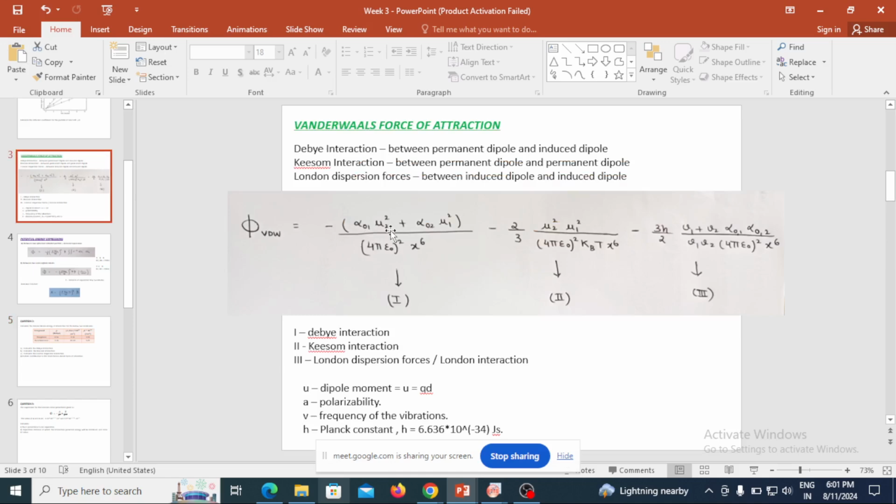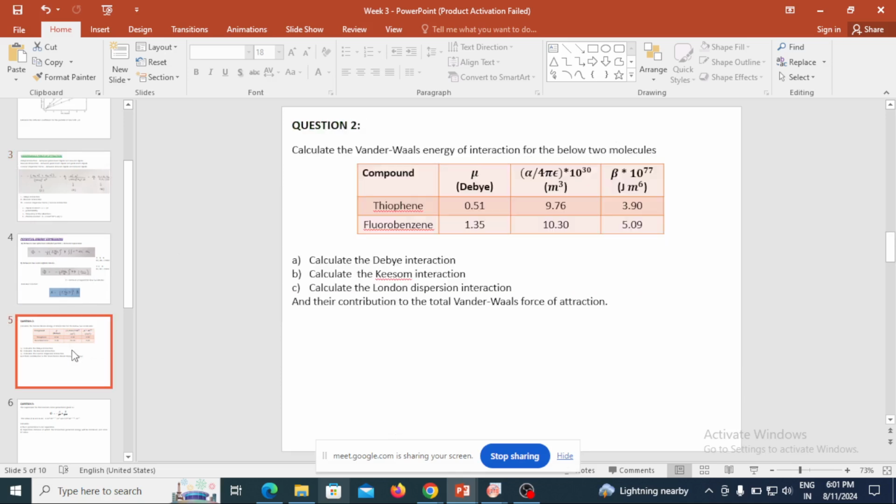This alpha mu2 and this alpha 2 mu1 whole square, both of these will be the same, so you can write this as 2 alpha mu square. Similarly, this will become mu to the power 4. This will become alpha square, and nu1 plus nu2 will be 2 nu1 by nu1 square, so that will be 2 by nu1. So you can reduce this expression accordingly to solve the problem.